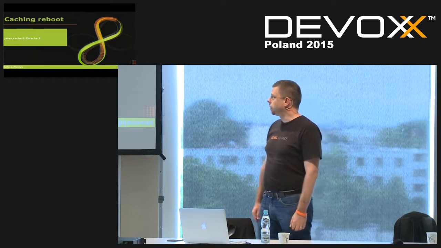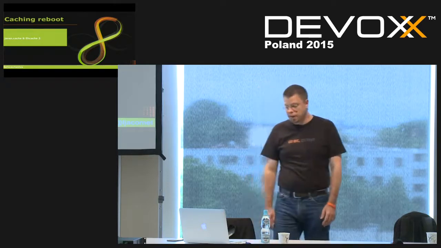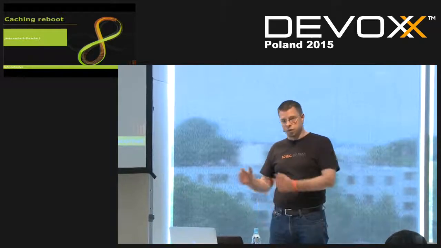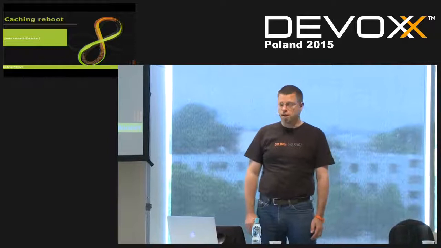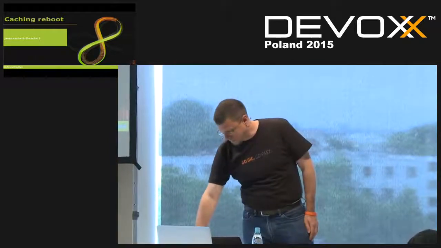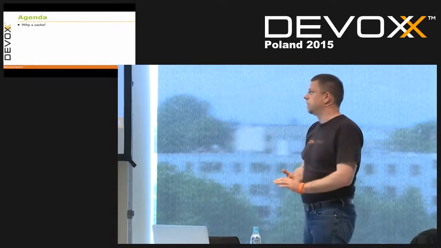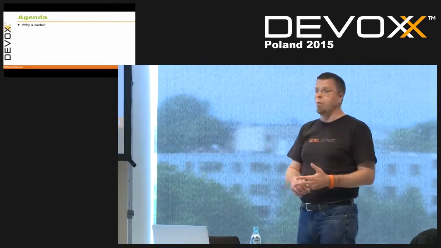We're going to talk about caching, mostly focusing on JSR-107, javax.cache, and also Ehcache 3 as an implementation of it. So first of all, an agenda, and I'll start from the beginning. Why a cache?